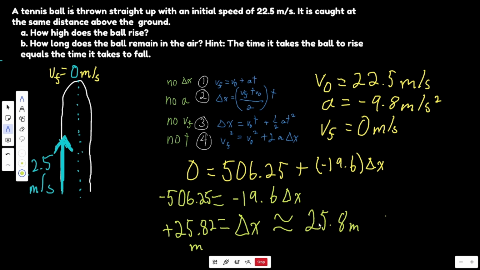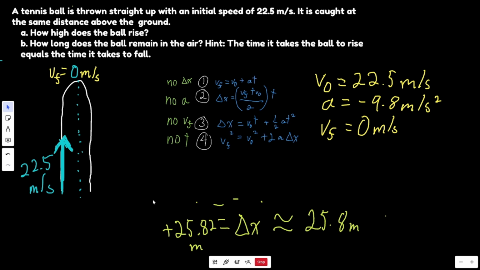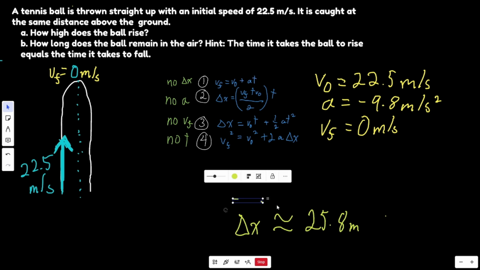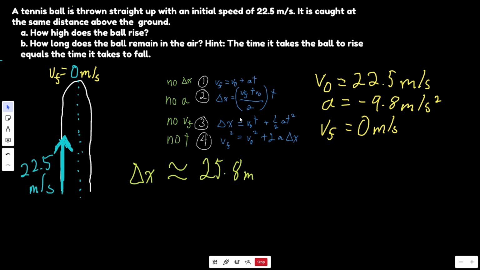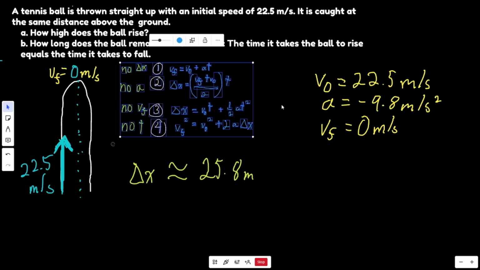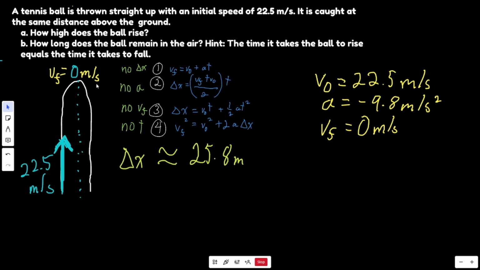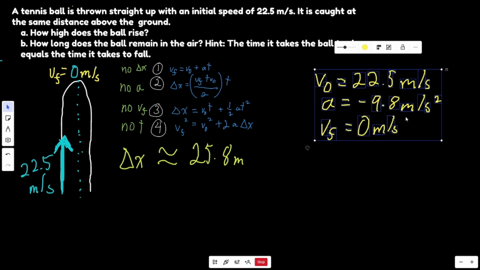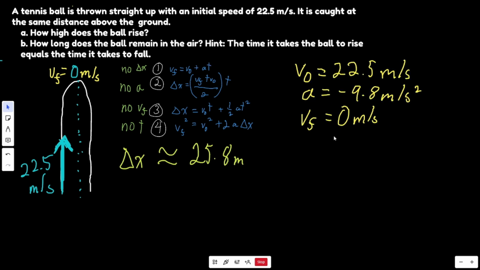Okay, so now that we've gotten our displacement, we can now go for how long the ball remains in the air. So I'm going to remove this now. We're just going to leave the value of displacement. Again, if you want to understand how we did it, we just used the given on the left side of the parabola. We used the peak as our final velocity, gravity as our acceleration, and the given initial velocity. We used equation number 4.